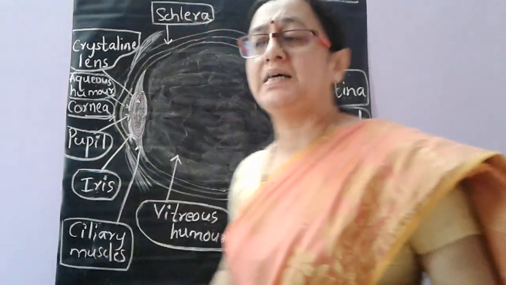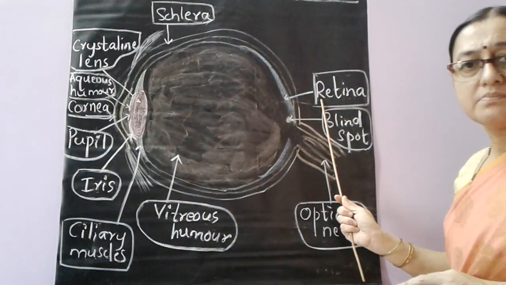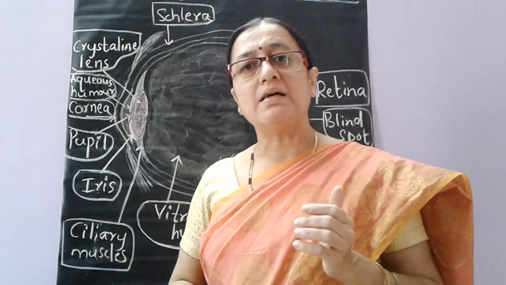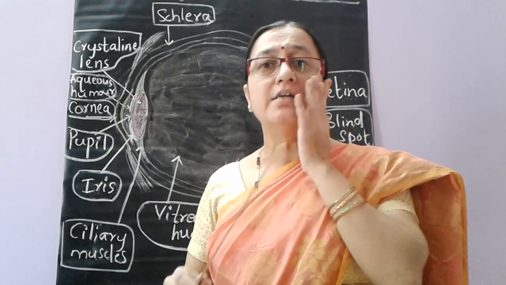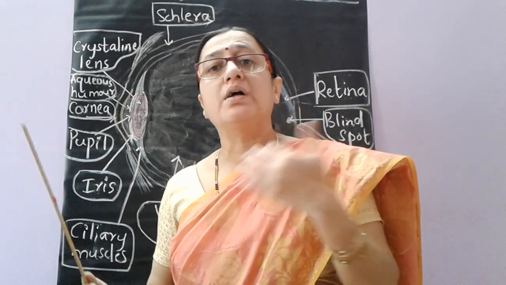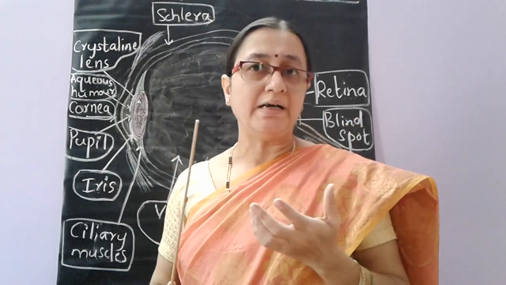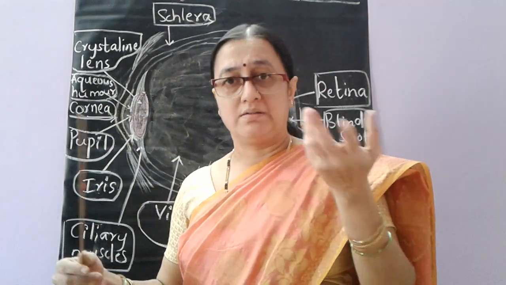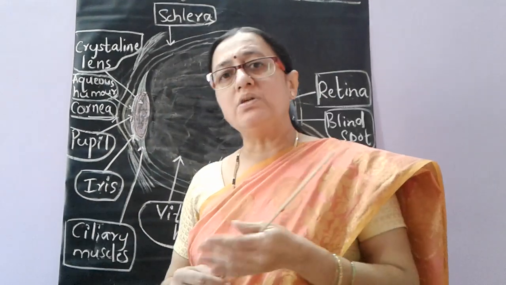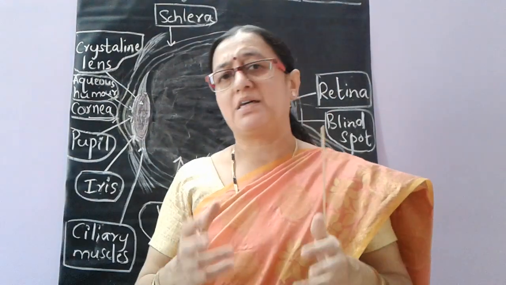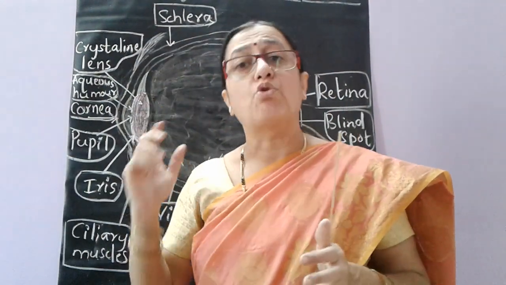There are 2 types of cells present on the retina. They are called rod cells and cone cells. Rod cells are photosensitive cells. They respond to light, and cone cells respond to colors. The primary colors we get are red, blue, yellow and white. The cone cells can visualize all these colors. Along with this, all the different colors are visualized or understood by the cone cells.